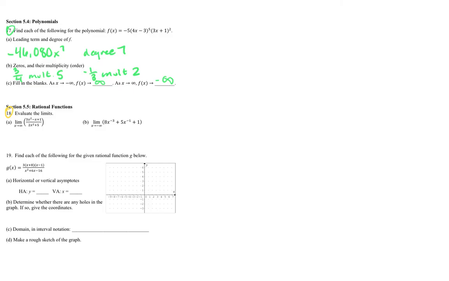Okay, so it's asking us to evaluate these limits. So we have the limit as x grows infinitely large of (3x squared minus x plus 1) over (2x squared plus 5). If we think about x getting infinitely large, like plugging in a super big number for x, this plus 1 and this negative x and this positive 5 aren't really going to affect these numbers too much, right?